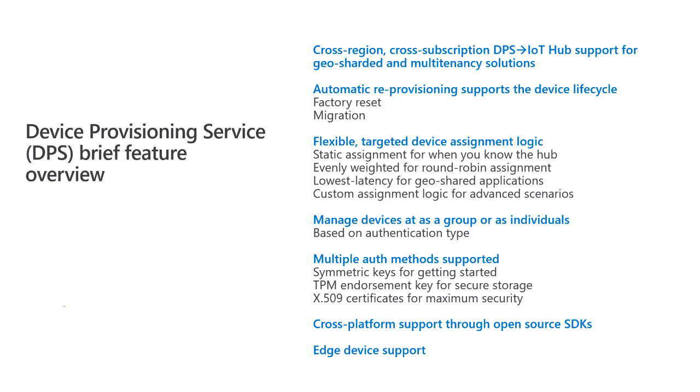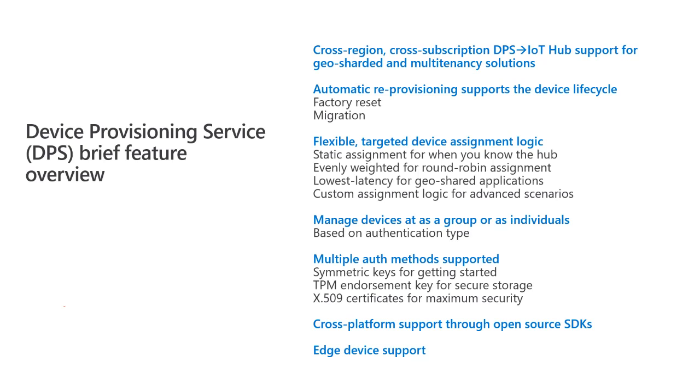Being able to automatically re-provision supports the device lifecycle. So think about factory reset. What happens with migration, migration from one IoT hub to another? There are many different scenarios where it's really important to be able to do that automatically. And the next one will be flexible target device assignment logic. So this is all about how do you want to connect these to your different IoT hubs? Do you want to assign it to just one IoT hub?